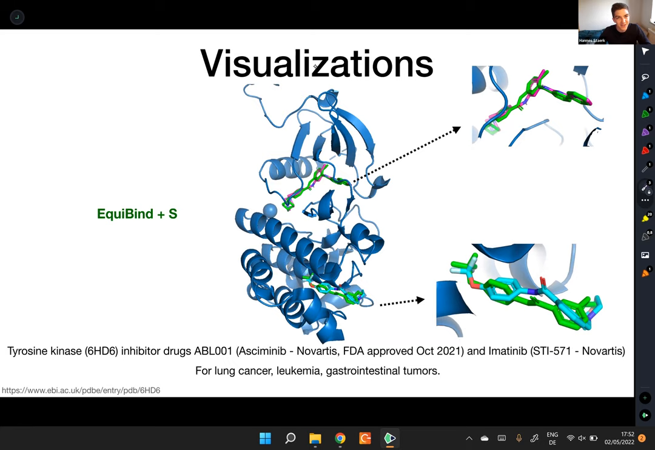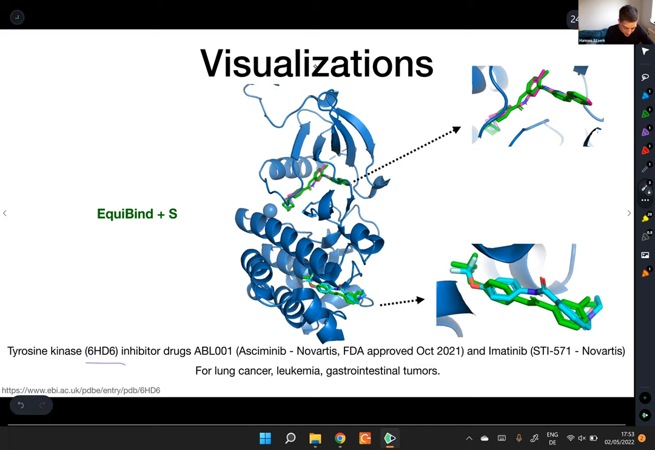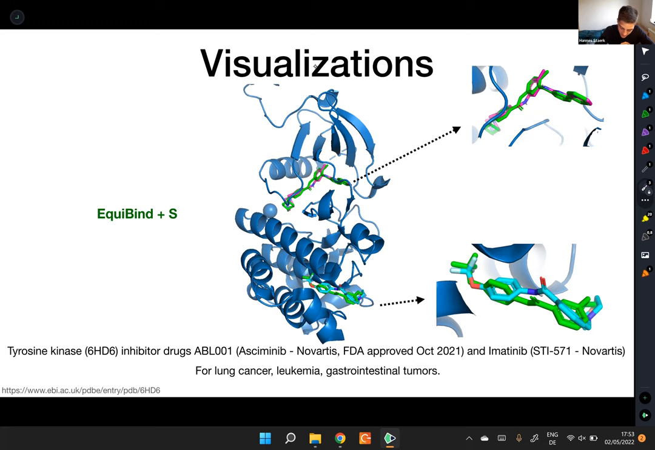I hope you are now convinced that EquiBind is capable of taking these real world examples of a tyrosine kinase and two specific drugs and docking them in the right locations, while the baselines are not. I'm happy about any further questions.